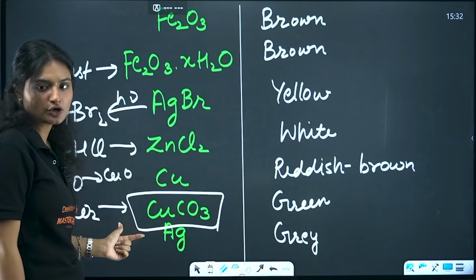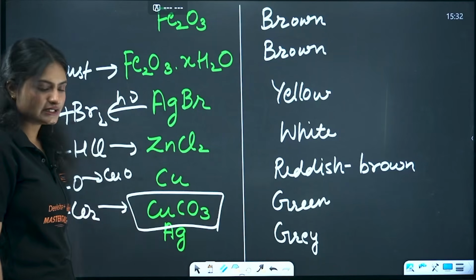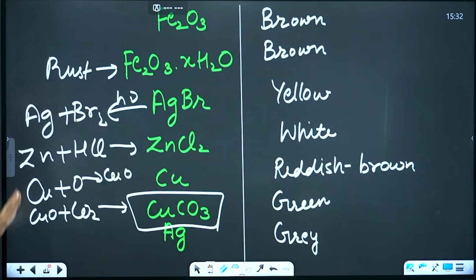This is the corrosion of copper, and silver is grey in color. Okay. How do you synthesize it? These are the reactions. This is the decomposition. Zinc plus HCl: this is a metal and this is an acid. We get salt plus hydrogen gas evolved.